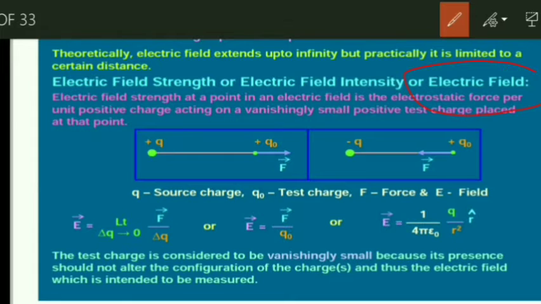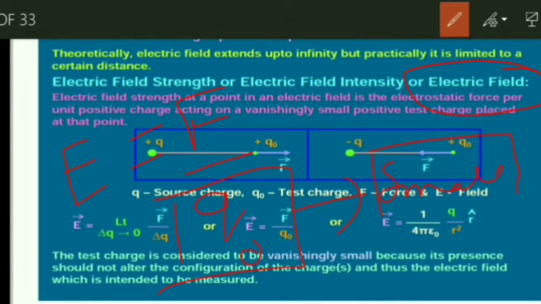Now friends, we will explain electric field strength or electric field intensity, or simply electric field. We will define electric field. What is electric field? Friends, electric field is defined as the electrostatic force per unit positive charge, which we consider as q naught, and this test charge q naught we choose to be very small. The reason for this will be explained later.